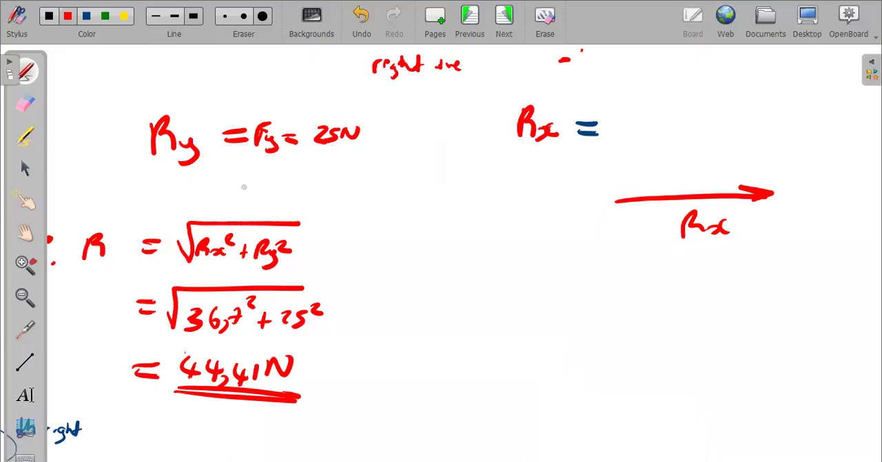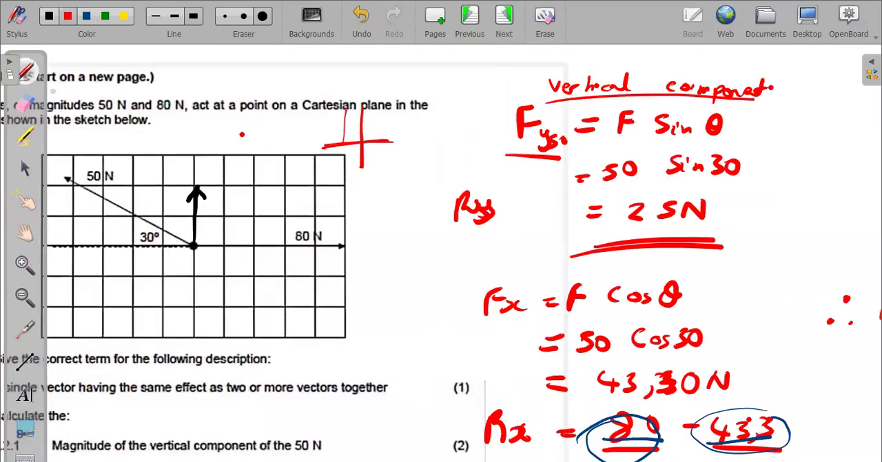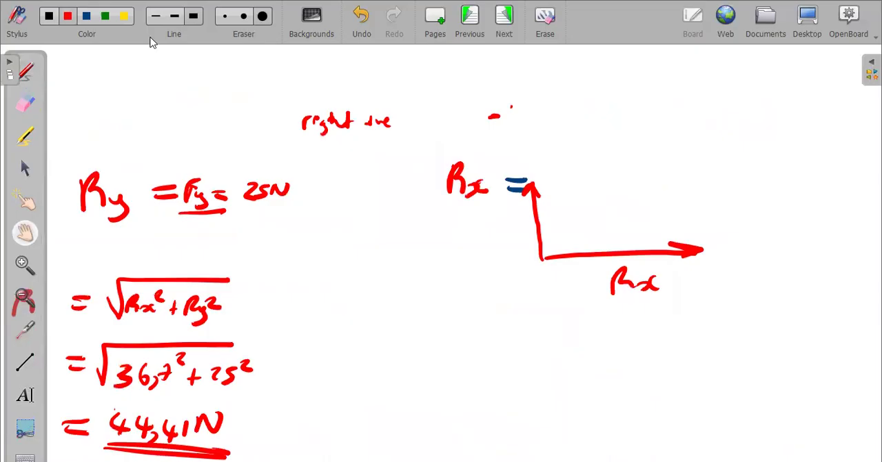Ry apparently has no choice. It is equivalent to Fy, so its direction, Fy, is acting upwards. So it's also acting upwards. How do we know it's acting upwards? We did when we were indicating that Fy, the vertical component of the 50 Newton force, is acting upwards. In whichever direction, it's still acting upwards. So because of that, Ry is also acting upwards. So we have our two forces, Rx and Ry. They are acting in these directions.